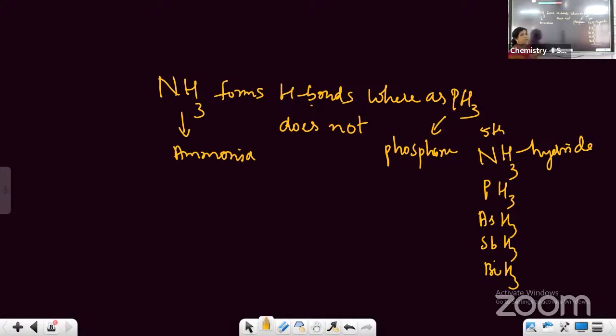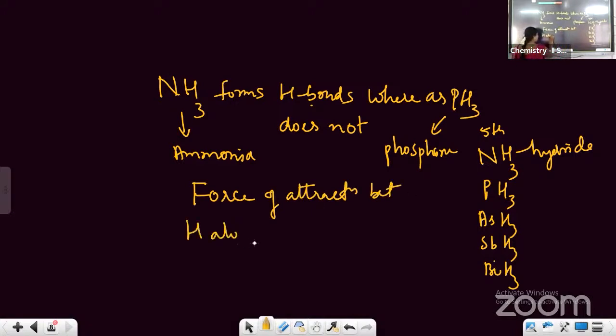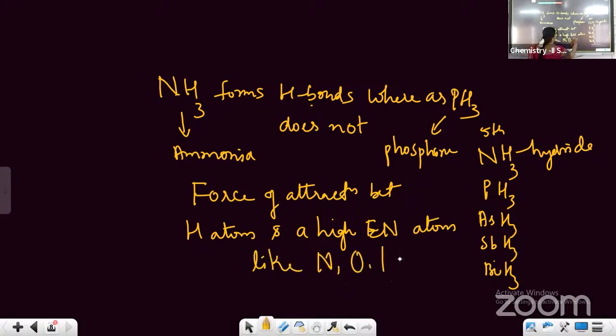Now first we'll know the meaning of hydrogen bond. Hydrogen bond is the force of attraction between a hydrogen atom and a highly electronegative atom like nitrogen, oxygen, chlorine. So hydrogen can form hydrogen bonds with these three. Here in phosphine there are covalent bonds, but in ammonia there are hydrogen bonds.